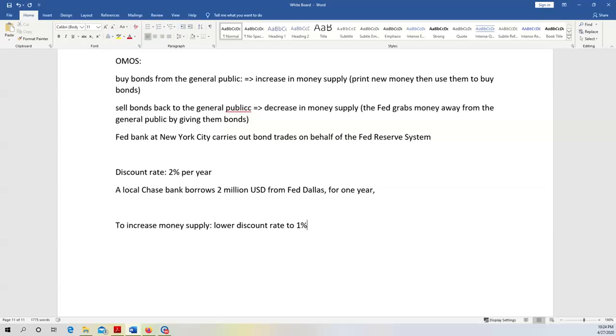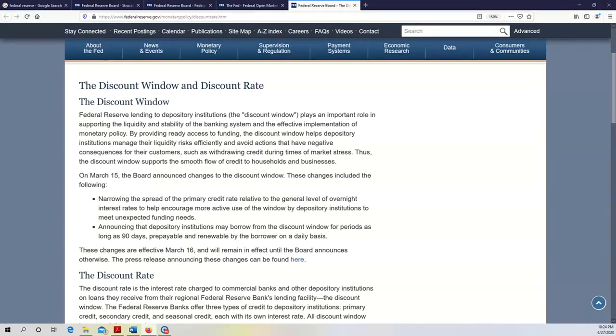That means it is cheaper now for Chase Bank to borrow cash from its regional Federal Reserve Bank. So in this case, the local bank may have the incentive to borrow more cash from the regional Federal Reserve Bank. This is going to lead to an increase in money supply. So by lowering the discount rate, the Federal Reserve, the central bank, is going to increase money supply. So that is the second tool which can be used by the central bank, the Federal Reserve, to control money supply. It's called a discount rate.